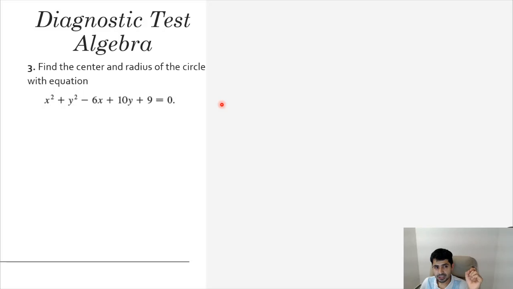Next, find the center and radius of the circle with this equation. Remember, as we said previously, this is the form of the circle. So we need to adjust the expression presented, arrange it, and end up with this expression. My idea of the procedure is something like this. We have x elevated to 2 minus 6x plus y elevated to 2 plus 10y plus 9 equal to 0. I didn't do anything particular. I just collect the x terms to the left part, and I leave the other one to the other side.